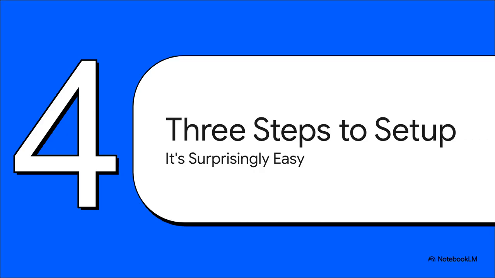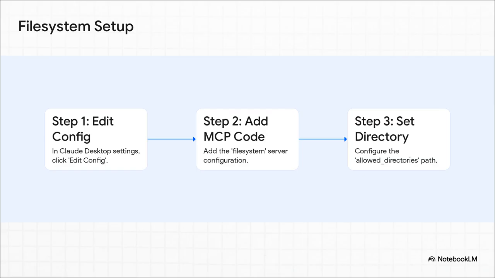Okay, so at this point, you're probably thinking, this sounds incredible, but it's got to be a nightmare to set up, right? Well, that's the best part. It's actually surprisingly easy. We're talking 3 simple steps right inside the Claude settings. So here's the breakdown. Step 1, you just open up your settings and click Edit Config. That'll open a text file. Step 2, you paste in a little block of code to turn on the memory feature. And step 3, and this one is super important for security, you tell Claude the exact folder it's allowed to look at. That's it. That folder becomes its permanent memory.